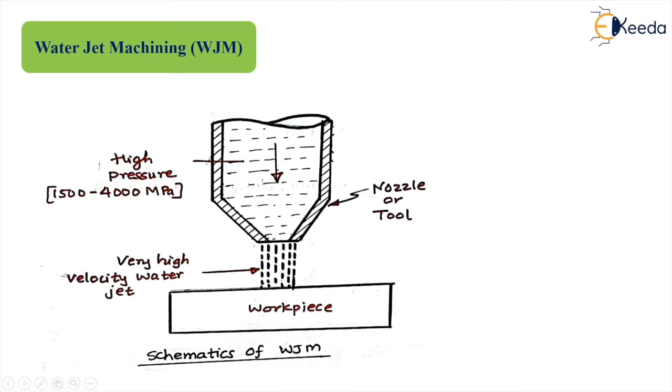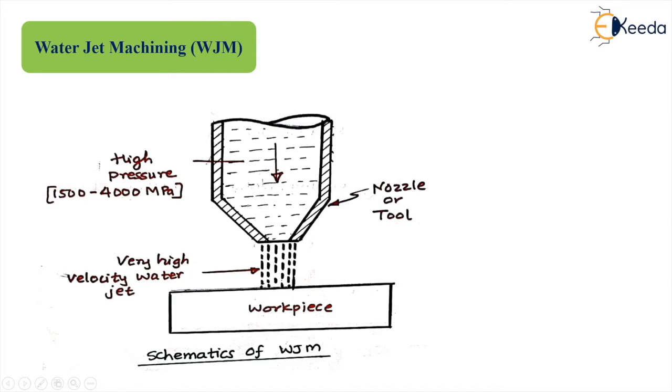In the previous case there was a jet of abrasive. Now here the jet of water is coming out of this nozzle tip or tool tip. This is the workpiece. So what is happening here? When the high pressure water is passing through this converging nozzle, definitely this pressure energy gets converted into velocity energy, and water will come out from this nozzle with very high velocity.